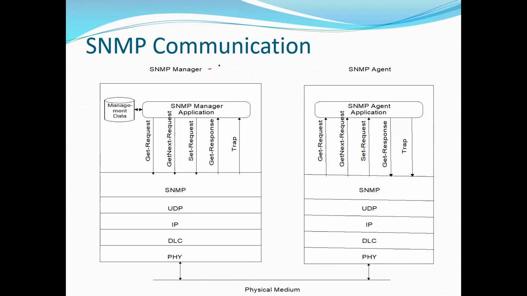So we have the manager here, the agent again, and you can see how we have the physical layer, data link layer, IP, UDP, and then SNMP on top. Okay, and then we have the individual things and their direction. But I like the other diagram a little bit better, the one we just saw previously.